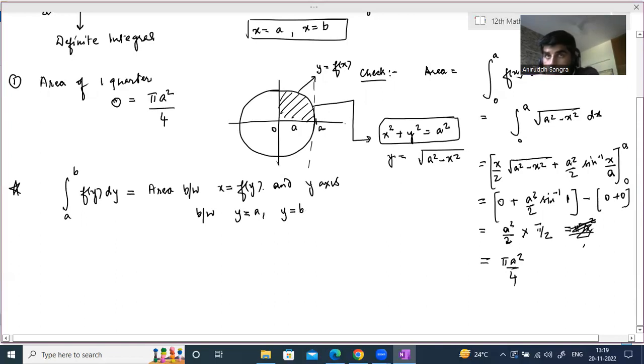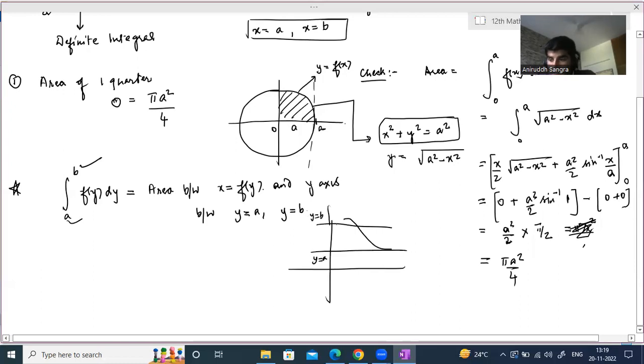Sorry, y is equal to b. Because it is not 0, it is a and b. So in that case, if the function goes like this, and these are the two horizontal lines, y is equal to a and y is equal to b, this is the area that we are looking at.